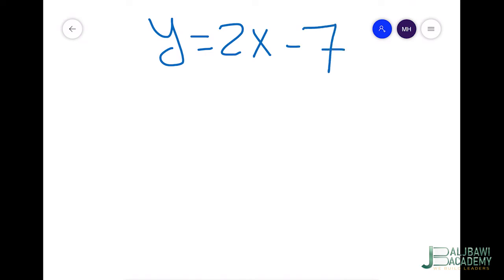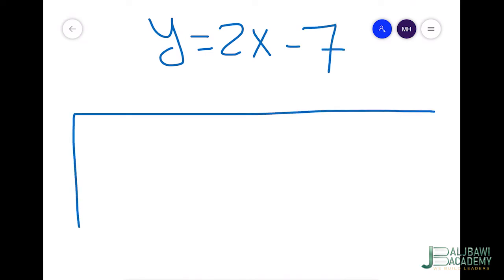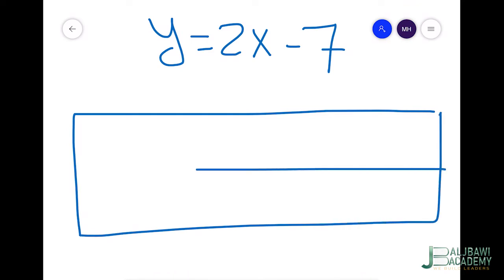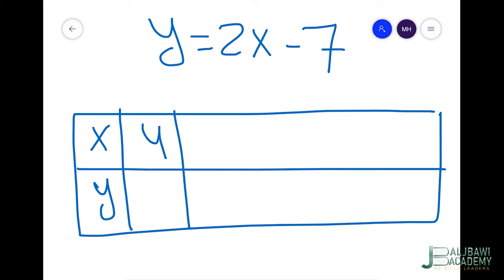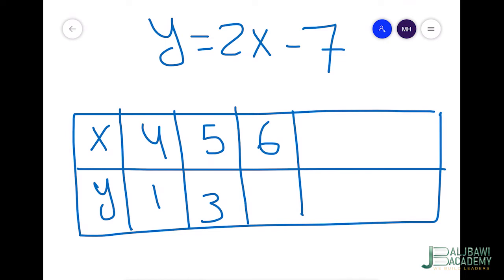Here we have this equation, y equals 2x minus 7. Now I want to complete this table using this rule. Here I put the input, which is x, and the output, which is y. I put some values for x here: 1, 5, 3, 6, 5. Now here 7 and 8.